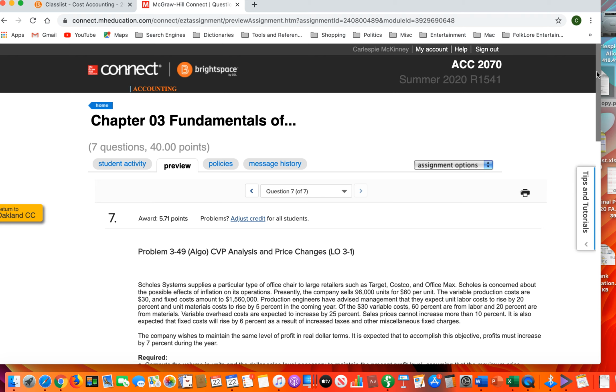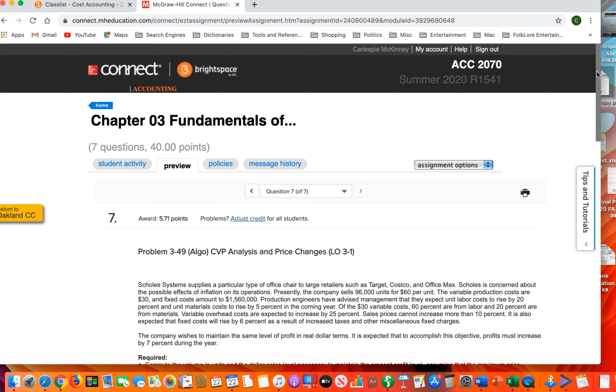Shows, that's how you pronounce it, shows or skulls. They sell two types of office chairs, and no, they sell one type of office chair. Okay, yeah. Fixed cost $1,560,000. They sell 96,000 units at $60 a unit, and the variable cost is $30 per chair.